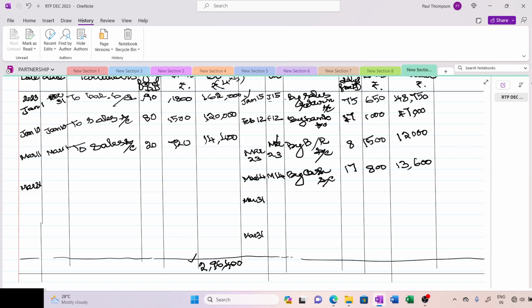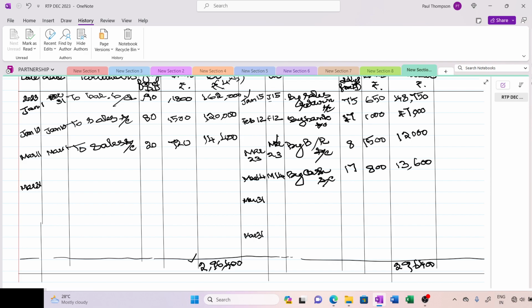So now copying this 2,96,400 on the other side. It is just a ledger account. We are balancing the ledger account. So 48,750 plus 47,000 plus 12,000 plus 13,600. The total comes to 417.